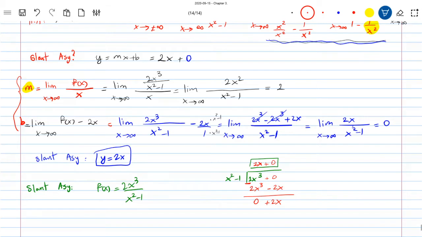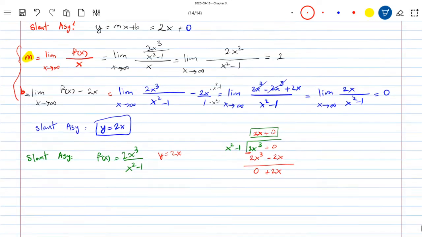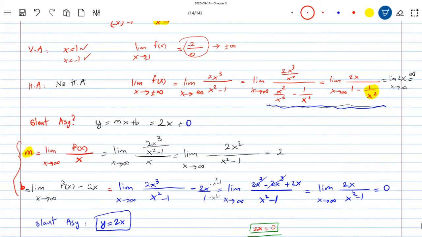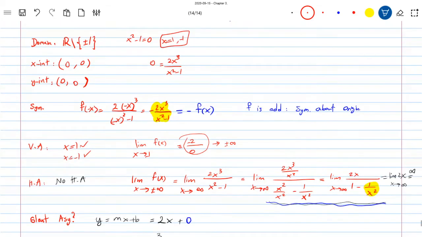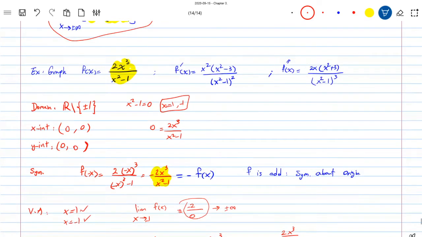Okay, either way is fine by me. You can pick either method. So in this case, the slant asymptote, again, you will get 2x. Okay, we found the slant asymptote as well. Now we have the x-intercept, the y-intercept, symmetry, horizontal and vertical asymptote, slant asymptote.